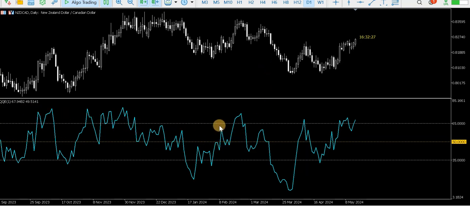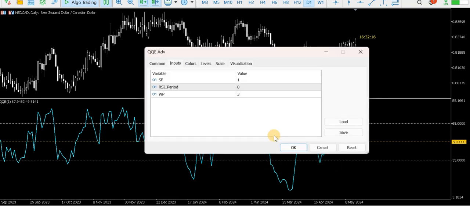Now, this is MT5, so this might be a little bit different on MT4. I was going to say nearly MT3. That's a long time since I used that.